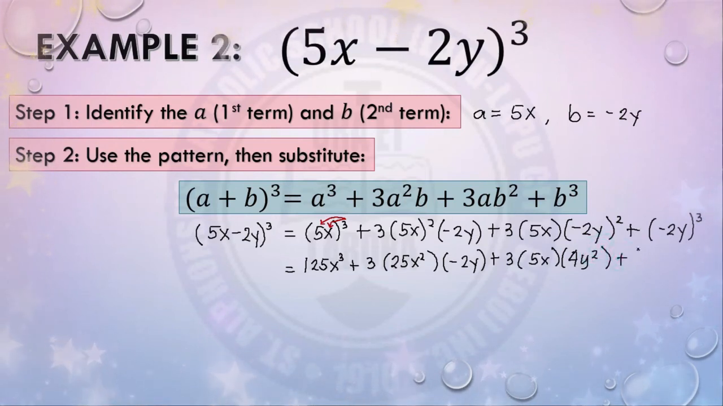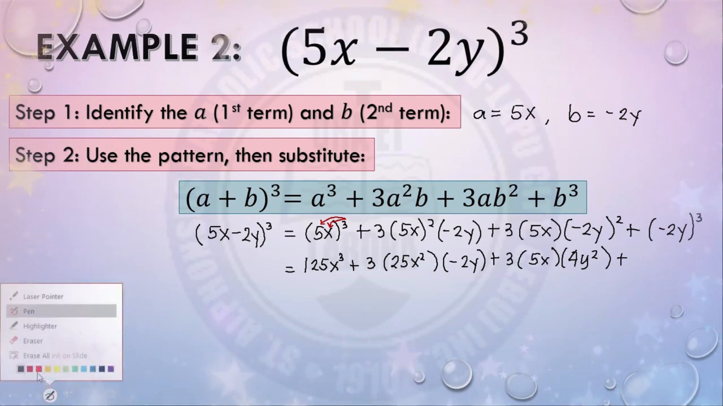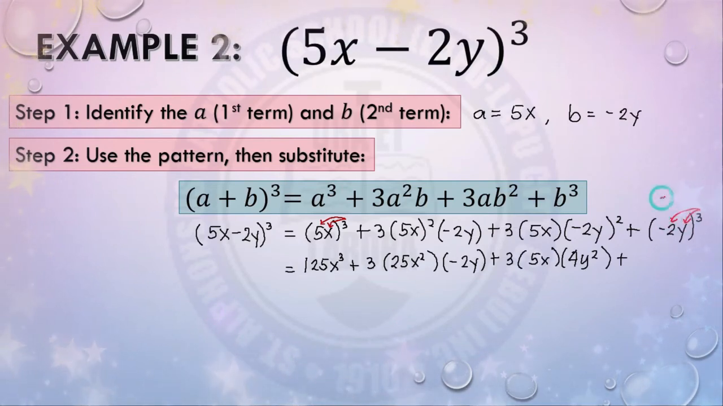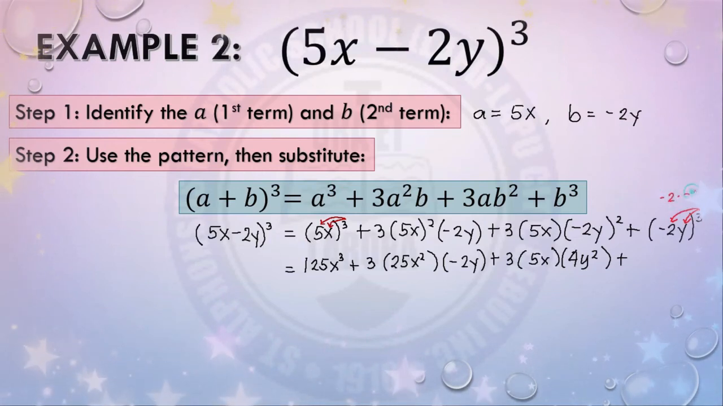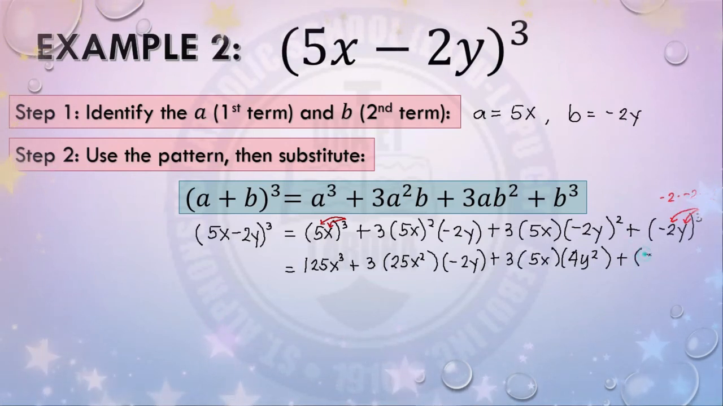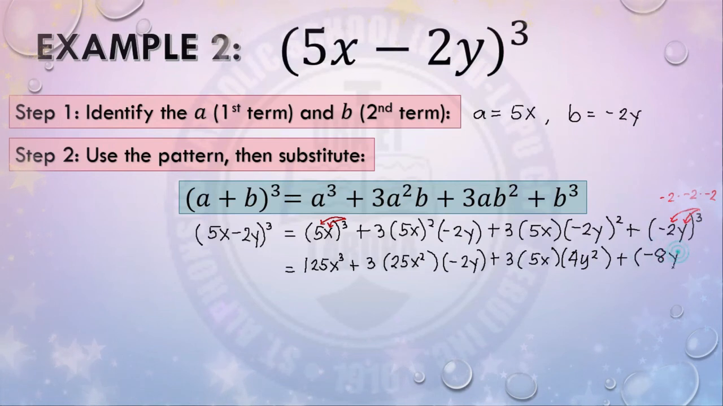Plus negative 2 times negative 2 times negative 2. So please bear in mind that this is multiplying negative 2 by itself 3 times. That is negative 2 times negative 2 times negative 2. The answer is negative 8y cubed.